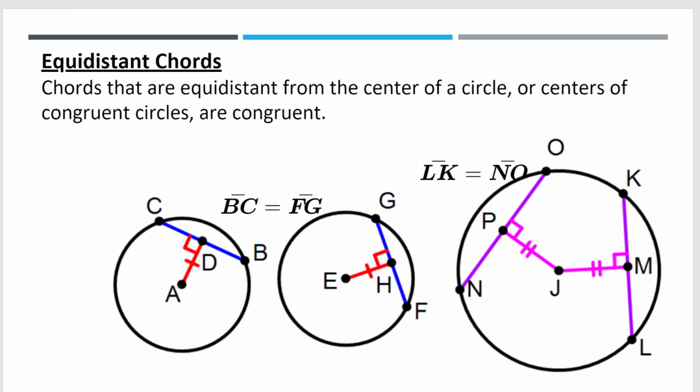So if we're looking at the two circles on the bottom left, chords that are equal distance from the center, so if we are looking at the red lines, we see that they're equal distance by the hash mark, identifying that they are congruent. Therefore, the chord BC is congruent to FG. So here and here. Or if they're in the same circle, so we have congruency with the distance from the center. So therefore, the chords LK and NO are also congruent.